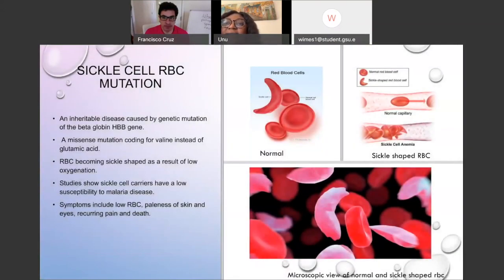Then the next slide shows red blood cell mutations and their relationship with malaria. Sickle cell is a genetic disease caused by mutations of the HBB gene. The most important thing to remember about sickle cell is that it's a missense mutation, meaning that one of the amino acids is changed from valine to glutamic acid. Because of that single change, it also changes the structure of the red blood cells from a regular rounded normal red blood cell to a sickle cell shape.